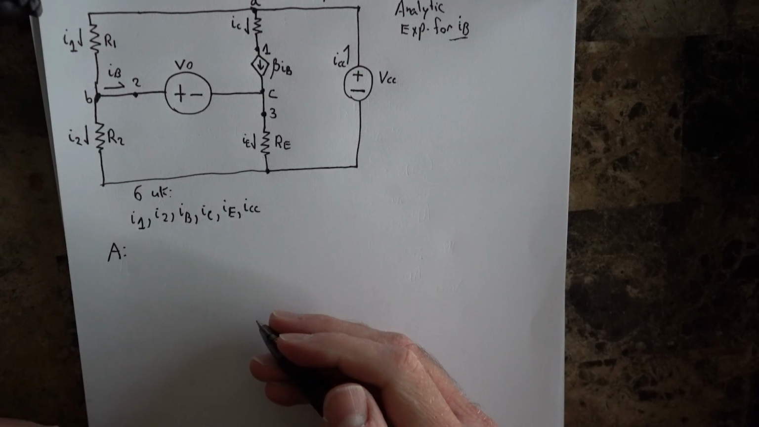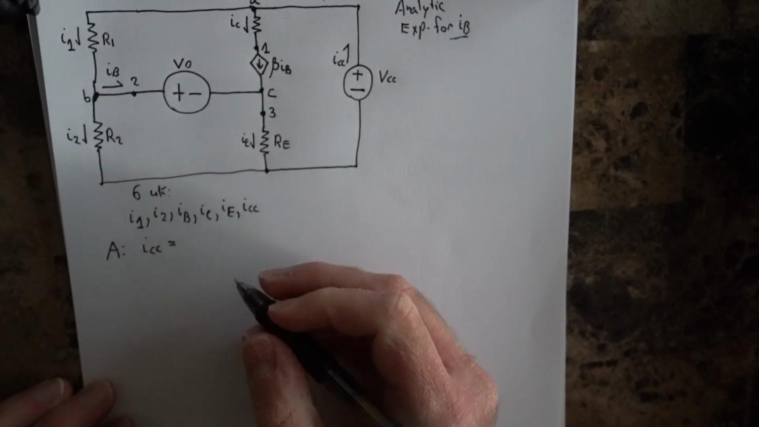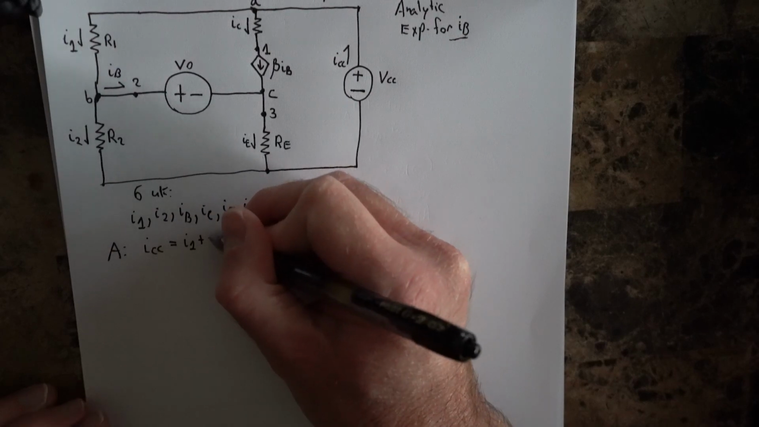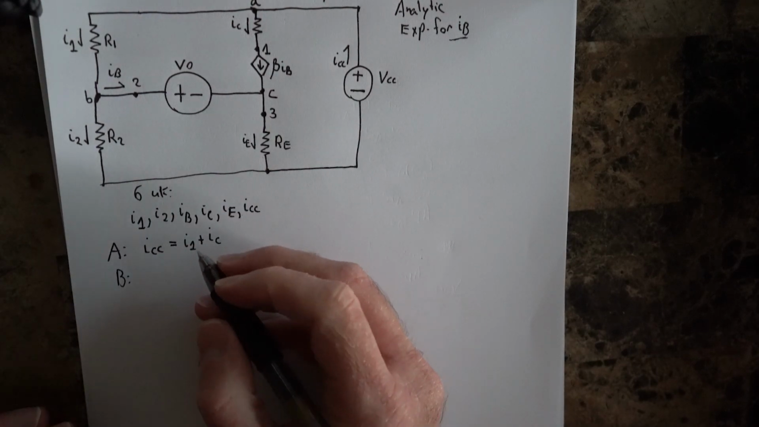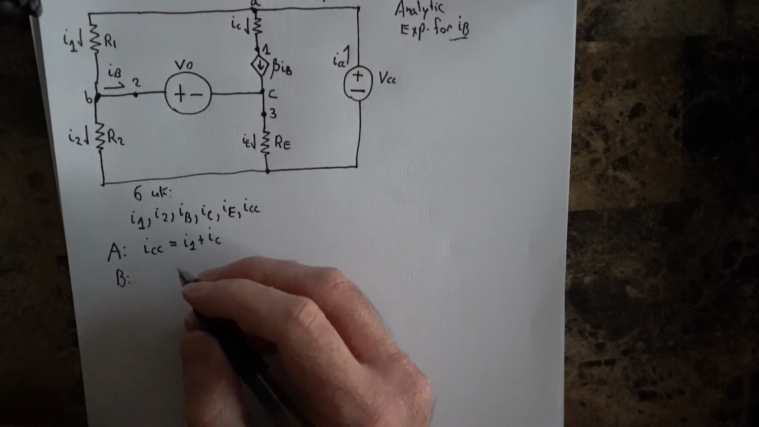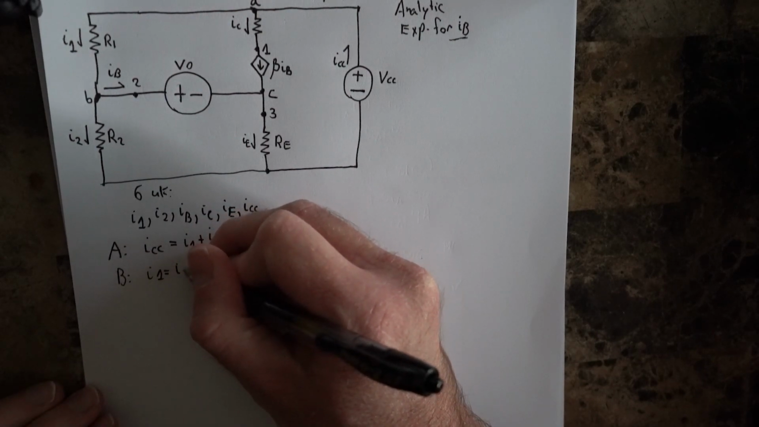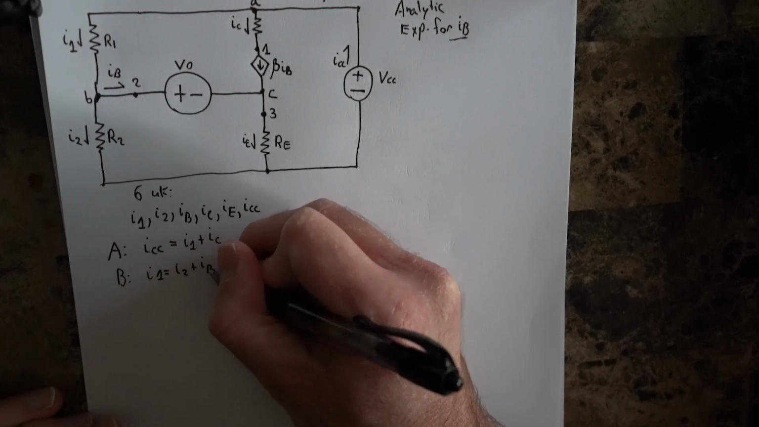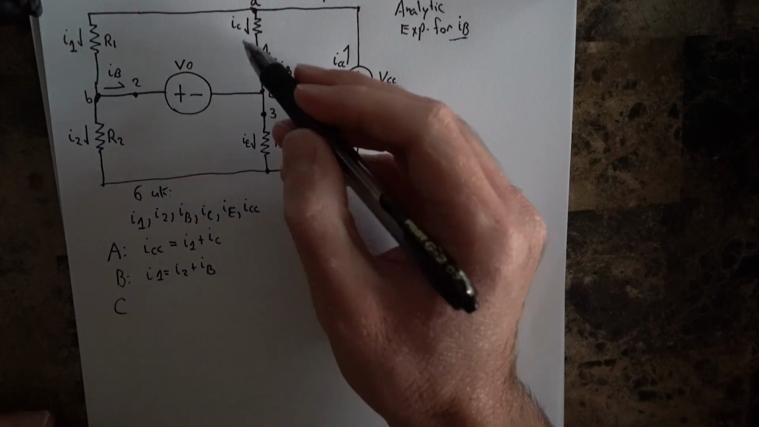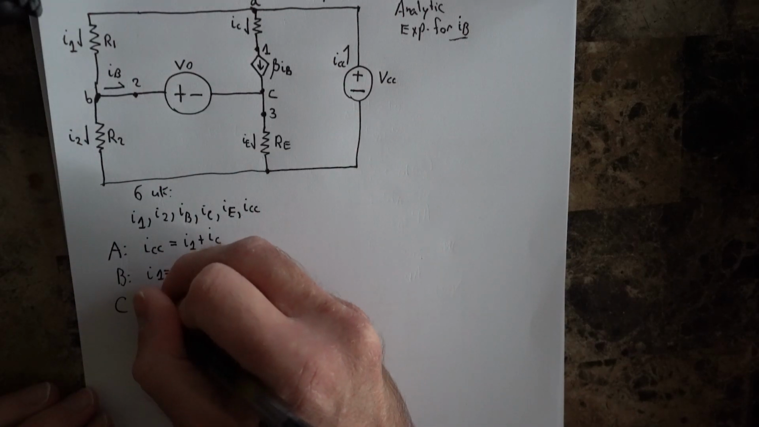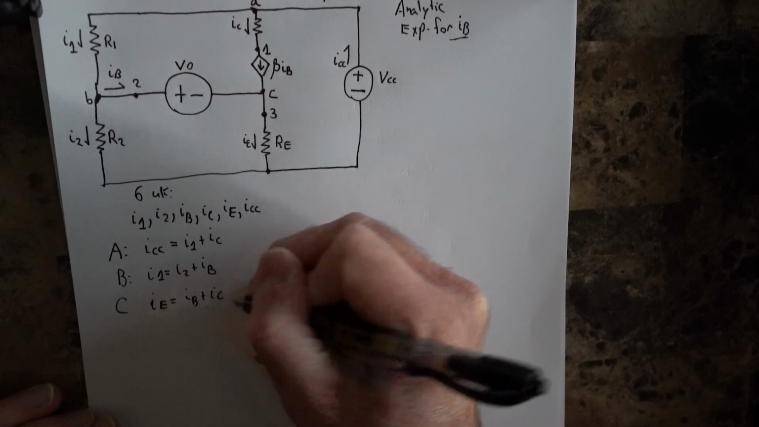But we know that at A, up here, we're going to have ICC entering, and then 2 currents leaving, in this case, I1 plus IC. Likewise, at node B, you're going to have a current entering. In this case, I1 is going to be equal to I2 plus IB. Okay. Then at C, what do we have here? We've got a current entering, a current leaving, another current entering. So IE must be equal to IB plus IC.